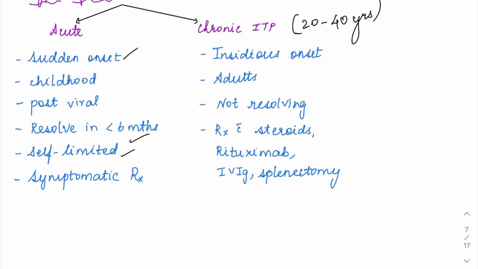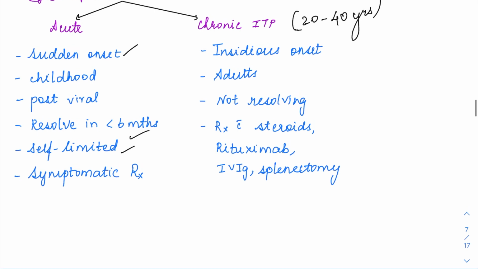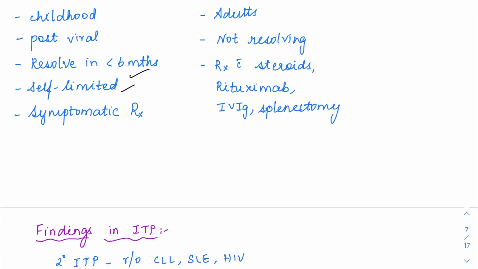So gradually it will start, and then it is going to be beyond 1 year, so that it is not going to resolve by its own, and usually it is an adult, right? And here you'll have to give treatment because the IgG antibodies are there, acting against the platelets. So for that, you'll have to use steroids or rituximab, which is an anti-CD20 monoclonal antibody. Then IV immunoglobulins or even splenectomy.